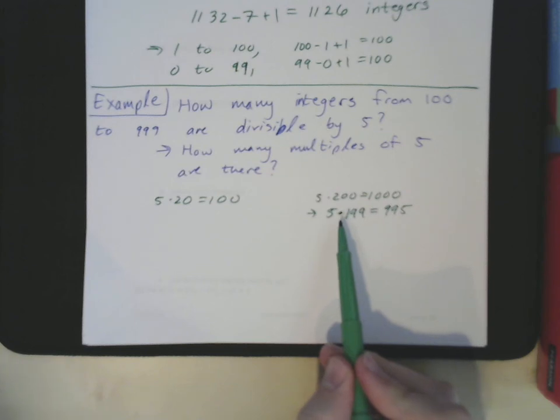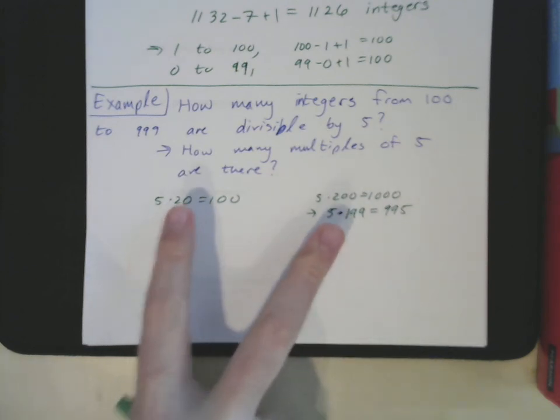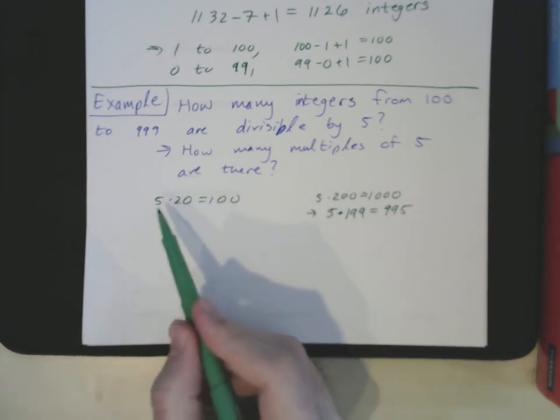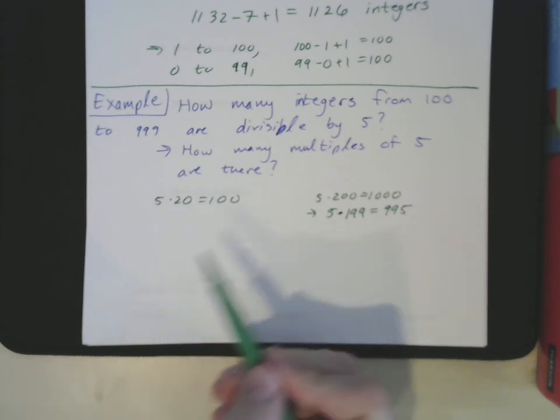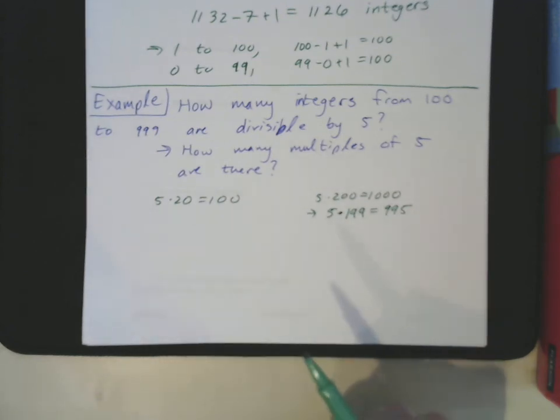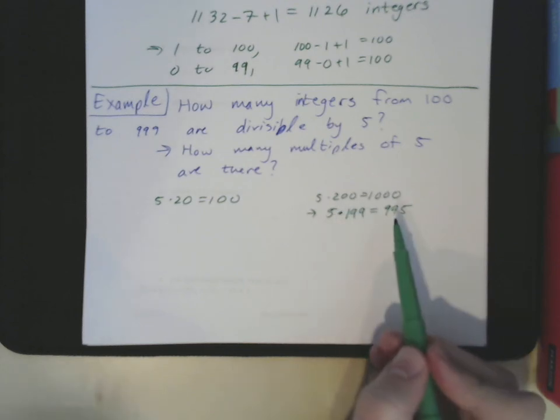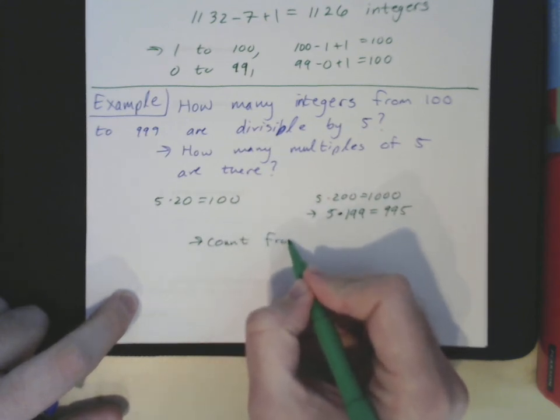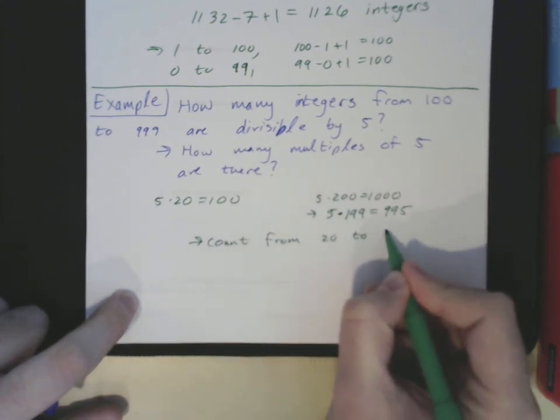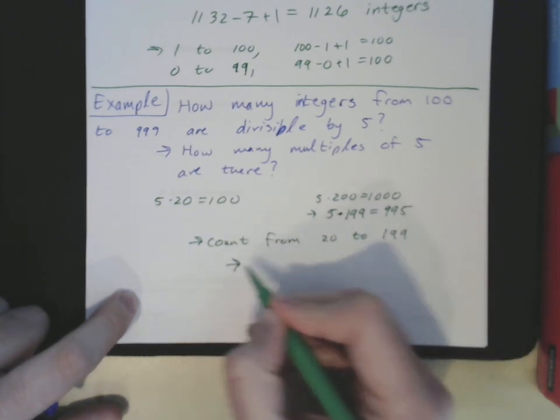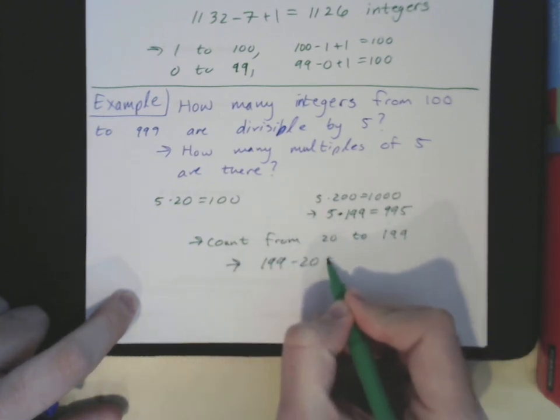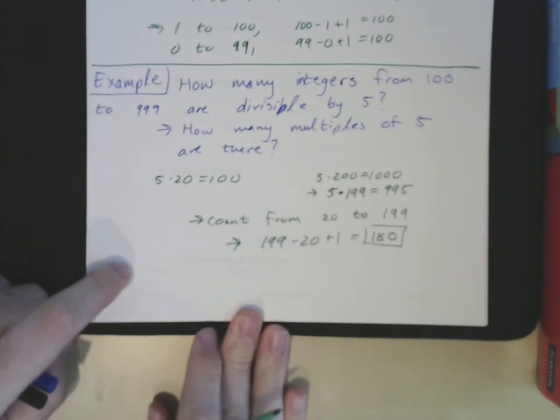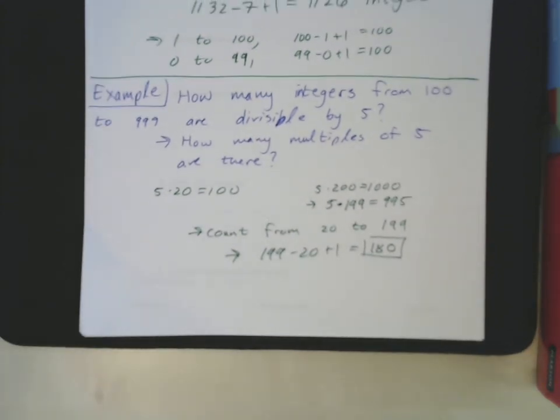So we really are counting how many integers there are from 20 to 199. Because 5 times 20 is 100, so 5 times 21, 105 is in that range. 110, 115, 120, 130, all of those numbers, until we get to 995. So we're really just counting from 20 to 199, which by our theorem would be 199 minus 20 plus 1, or 180. So there's 180 integers from 100 to 999 that are divisible by 5.